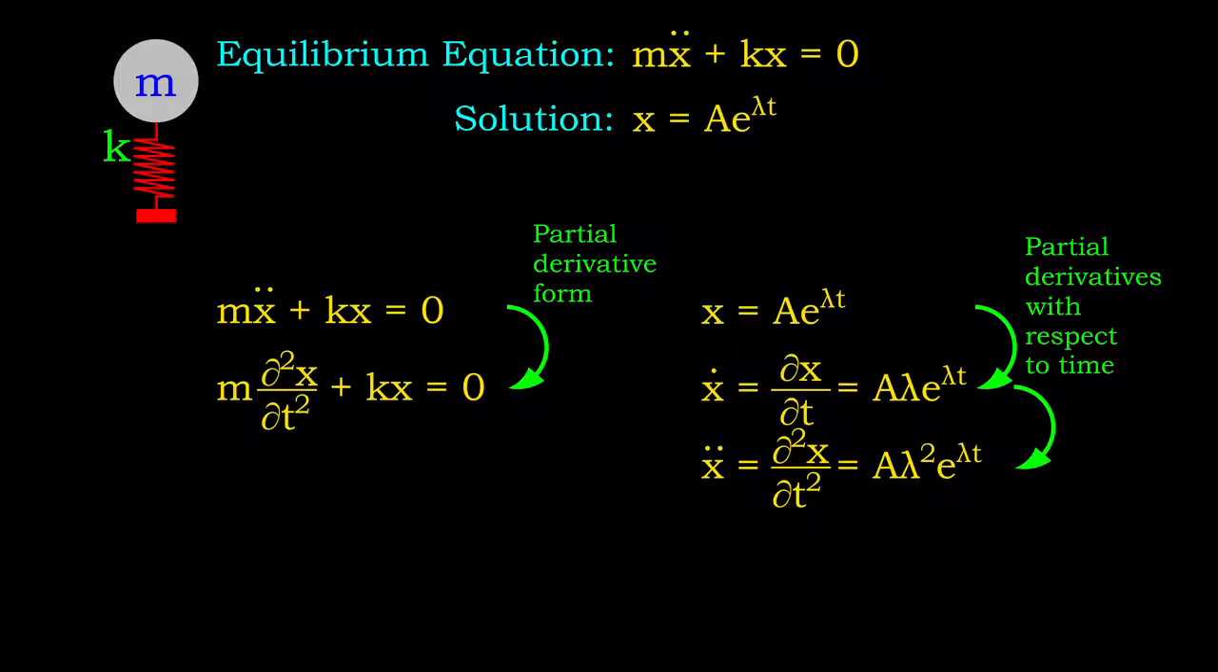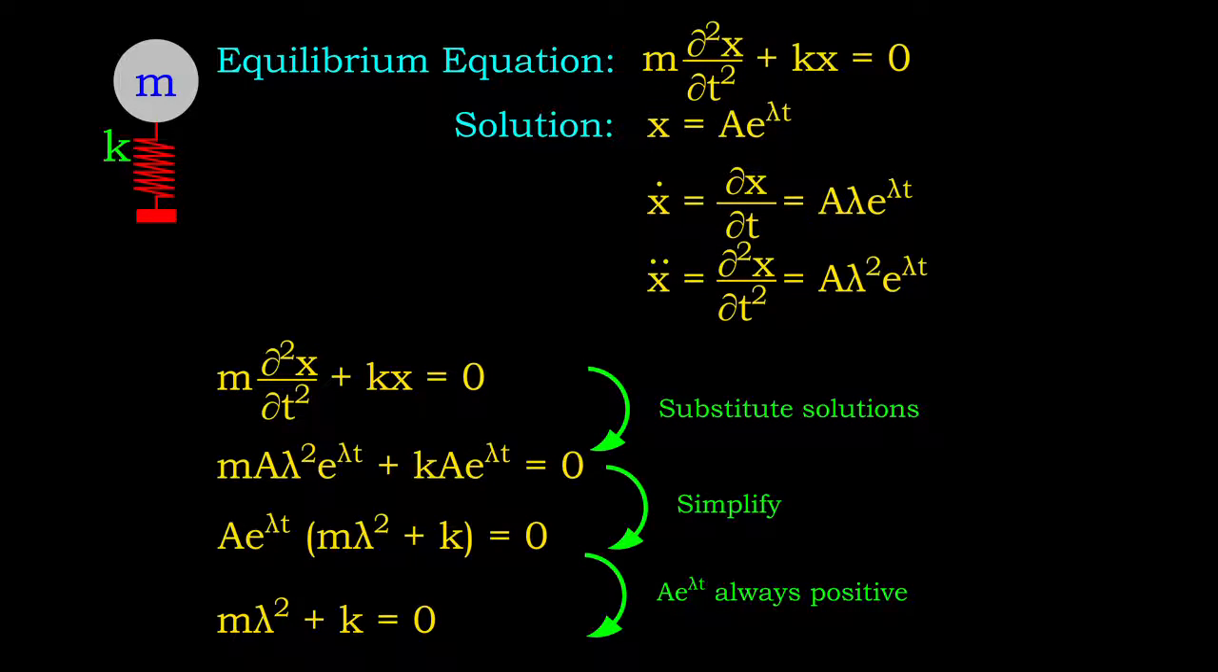To apply this, we first make sure the dynamic responses are expressed in the form of partial derivatives with respect to time. Then, we obtain the solution for acceleration in exponential form by determining the second-order derivative of the solution for displacement. After that, we substitute the trial solution into the equilibrium equation, and from here, we may simplify the equation again. The equation is now in the form of a b equal to 0.